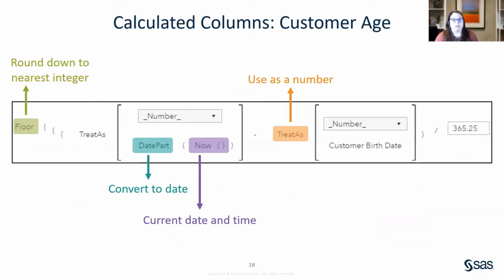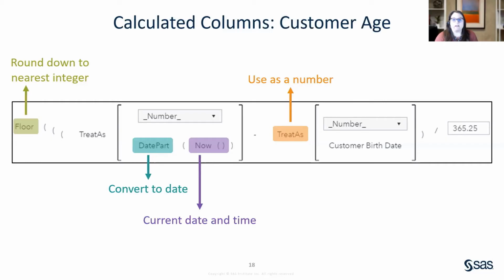Customer age, though, that's a little trickier. So it's a simple expression. We have our x minus y divided by z, but here we're going to go ahead and use some operators. This might be new to you. The now operator will return the current date and time. And while I want to calculate their age, I don't need the time. So I'm going to use the date part operator to just take the date portion off. Because I'm in visual analytics, I need to ask for this to be used as a number. So we'll use the treat as operator there.